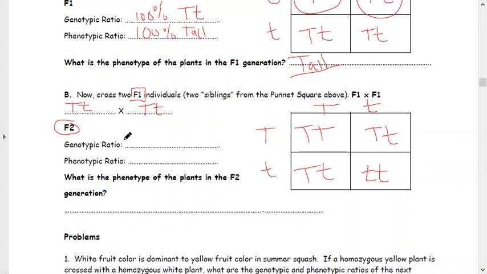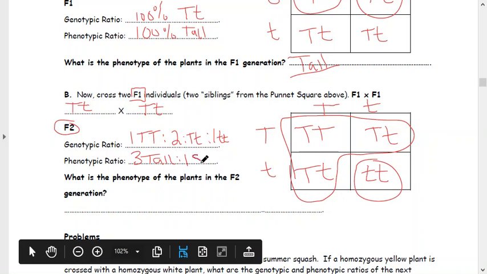And let's go ahead and write out these ratios. Genotypic ratio would be 1 to 2 to 1. Again, you could do 25%, 50%, 25%. It's really up to you. The phenotypic ratio, again, these three right here would be tall. And this one here would be short. And then this is basically the same question as that, the phenotypic ratio.